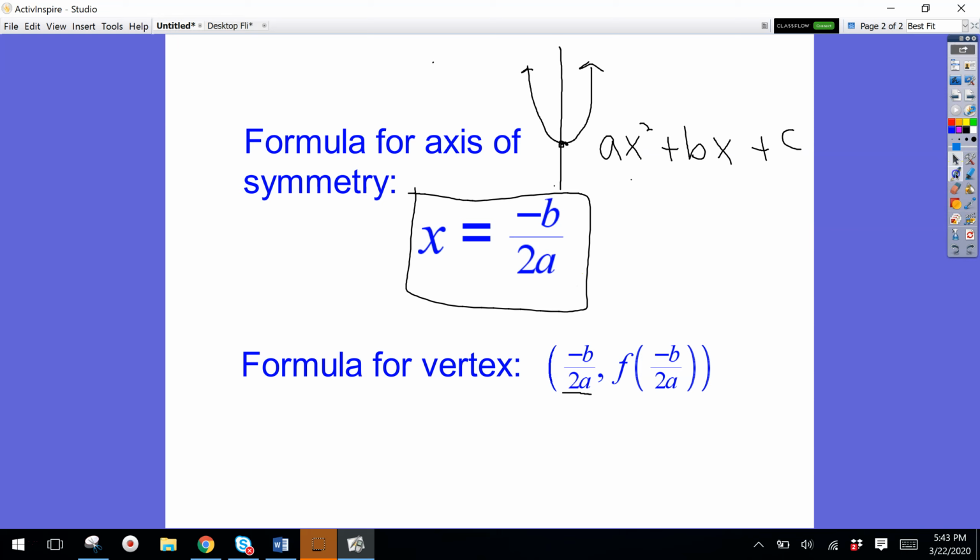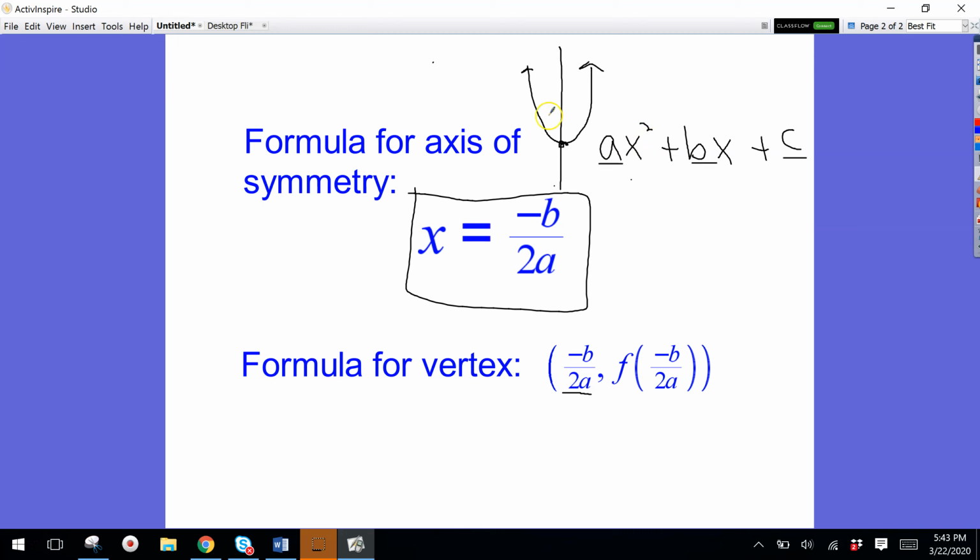Basically, that is going to look like this: if you have an equation in standard form, so this is the standard form of a quadratic, then a, b, and c are going to be numbers. We're going to take b, which is the coefficient in front of the x, and take the opposite sign of it and divide it by twice the value of a, which is the coefficient next to the x squared.